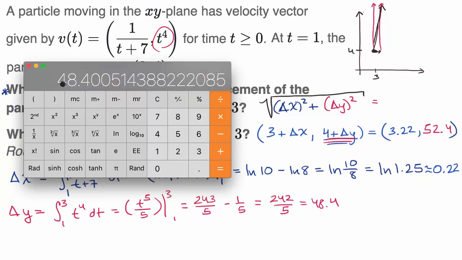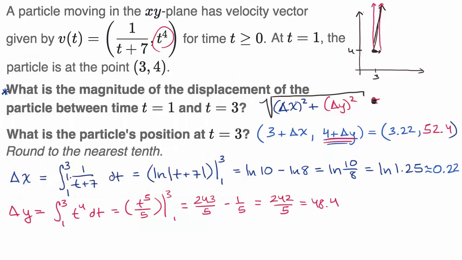And there you go. The magnitude of our total displacement is 48. If we round to the nearest tenth, 48.4. So this is approximately 48.4. And we're done.